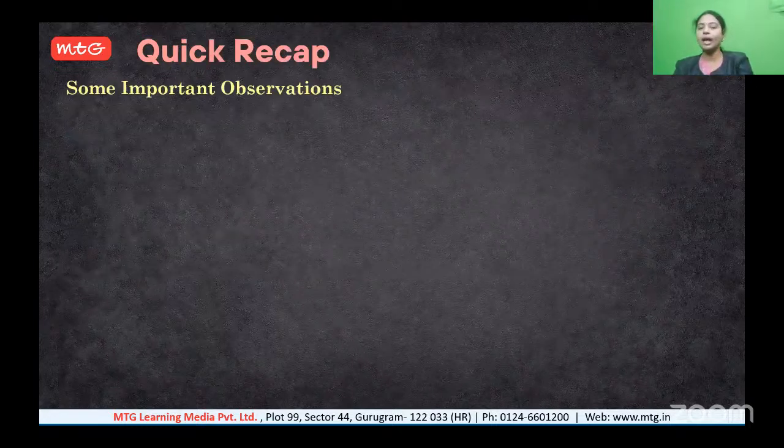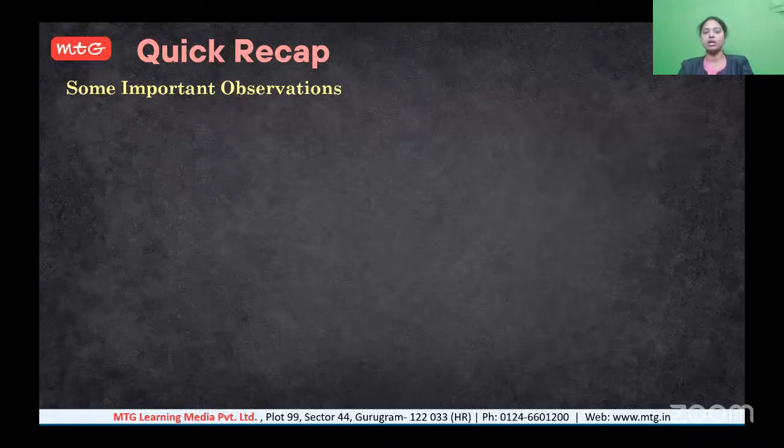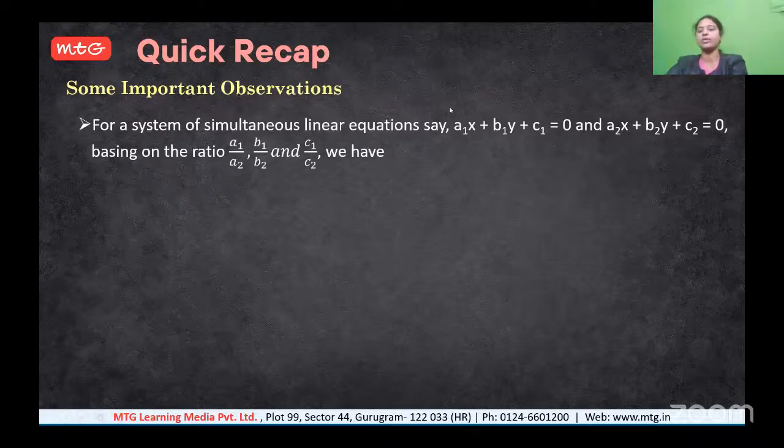So some important observations we can quickly make just by looking at the equations. What are those? Now, if you have your two linear equations as a1x plus b1y plus c1 equals 0 and a2x plus b2y plus c2 equals 0, these are your two simultaneous equations.